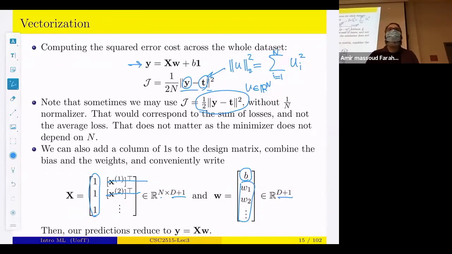And this makes all the formulas much easier, because then our predictions we can write as x times w. So in most of the rest of the lecture and course, we consider that the design matrix incorporates such a column vector of 1s, so that we don't need to explicitly talk about bias.